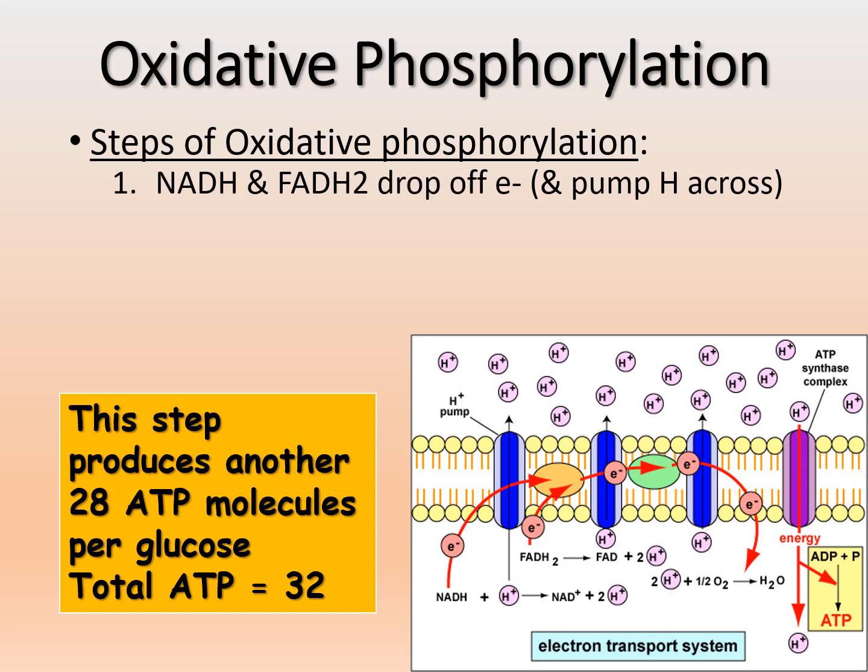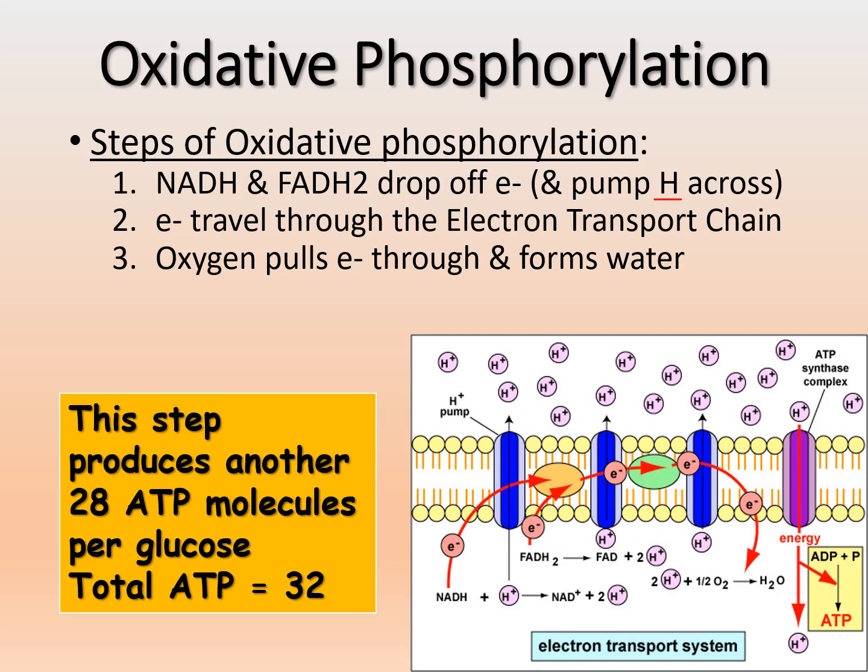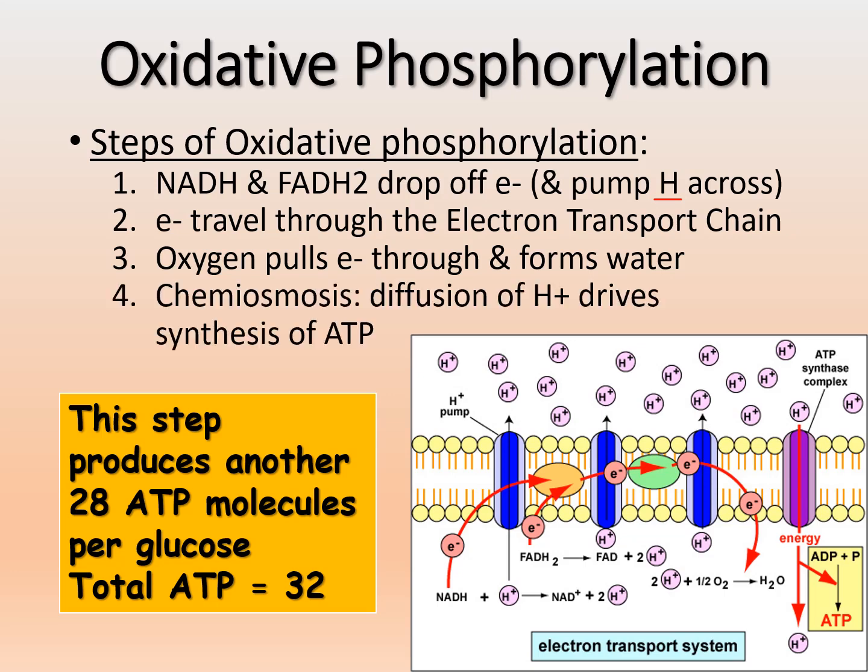So let's lay out those steps that we just went through, and then maybe it'll make a little more sense. Okay, so first, NADH and FADH2 drop off those electrons, but they're also dropping off hydrogens essentially as well, right? So those electrons go through the transport chain and pump all those hydrogens across the membrane. So the electrons are going to travel through, the oxygen is going to pull those electrons through to form water, using those hydrogens that are left over in the matrix, okay? And then because all those hydrogens are out in the intermembrane space, they want to dive back into the matrix.